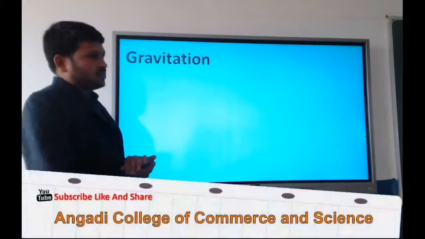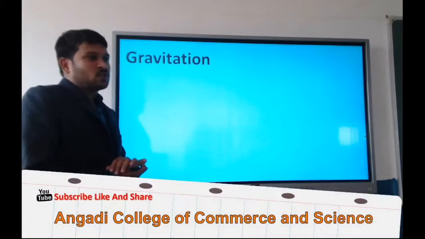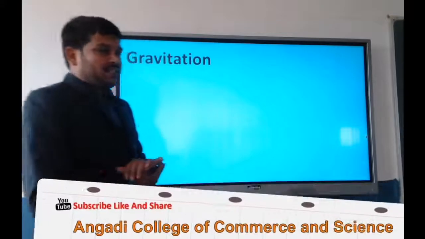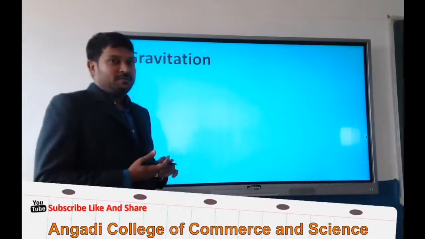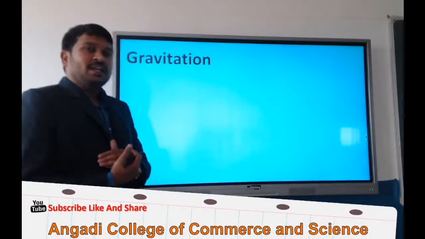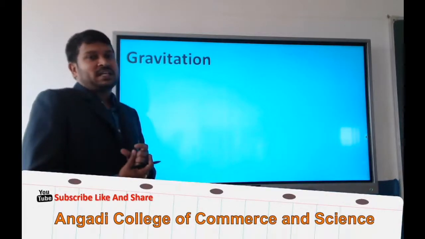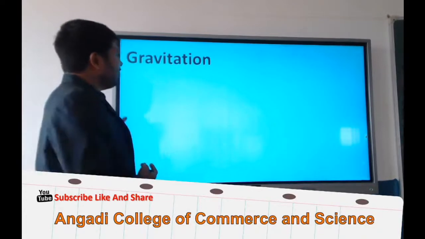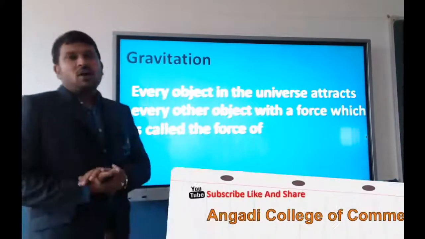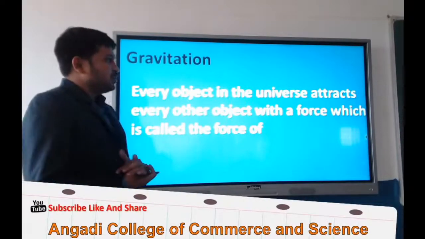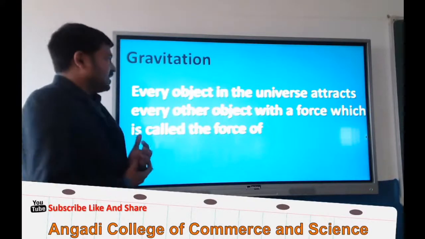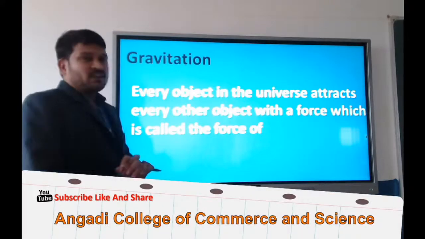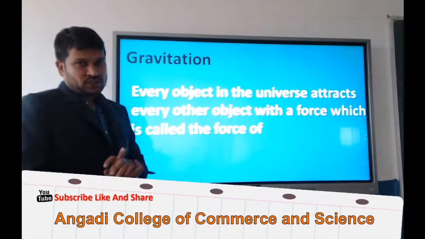What is gravitation? You may have heard of gravity at school level, and you know the acceleration due to gravity, 9.8. But here I am defining gravity through Newton's universal gravitational law, then I will define acceleration due to gravity again. Gravitation is nothing but the force with which every object in the universe attracts every other object.